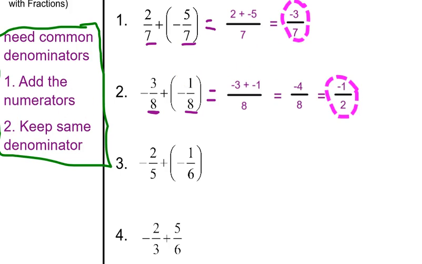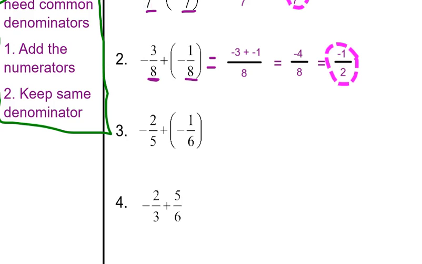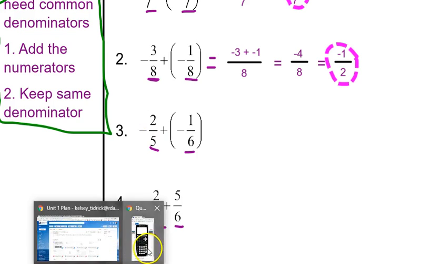Now, for numbers 3 and 4, if we look, these do not have common denominators. We have a 5 and a 6 for number 3, and we have a 3 and a 6 for number 4. Since they don't have the same denominator, we're going to have our calculator help us out. If we don't have a calculator, then you have the calculator that I showed you earlier how to use on Schoology. So let's pull that up.